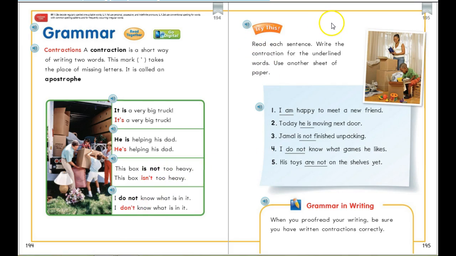So now you're going to try this. Read each of the sentences in the blue box and write the contraction for the underlined words. You can do this on another sheet of paper or a whiteboard or discuss with your learning adult. But just please pause the video and write or talk about the contractions for these 5 sentences, and then come back once you're finished with that conversation.